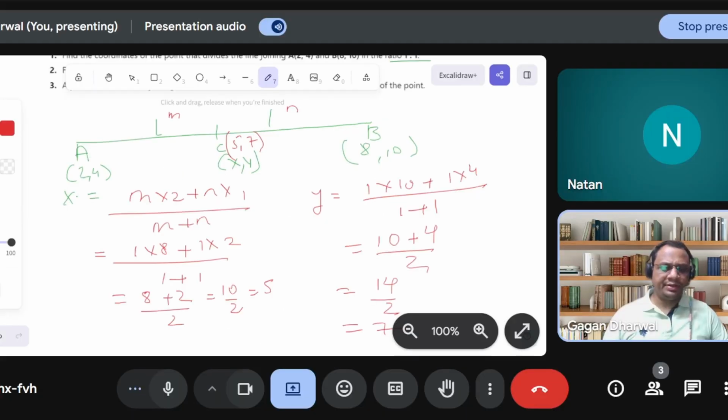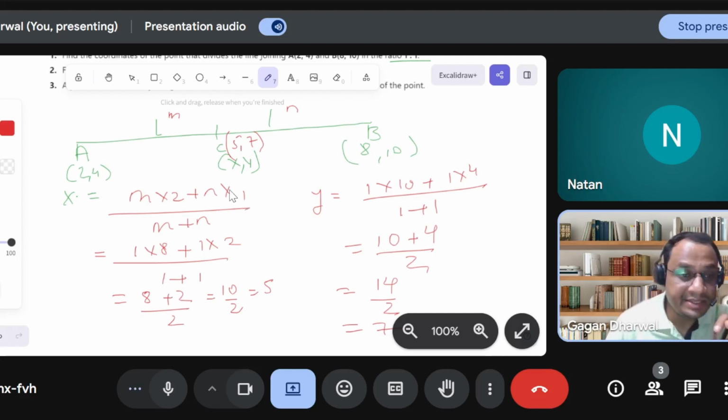Can you write this down, Nathan, in your notebook? So how we solve this question is, we remember the section formula, which is mx2 plus nx1 divided by m plus n, and the other one is my2 plus ny1 divided by m plus n, and we just plug in the values. M and n here in this case are basically 1 and 1, so we just plug in the values and we get the coordinates of the point C, which divides a line segment AB in the ratio 1:1.